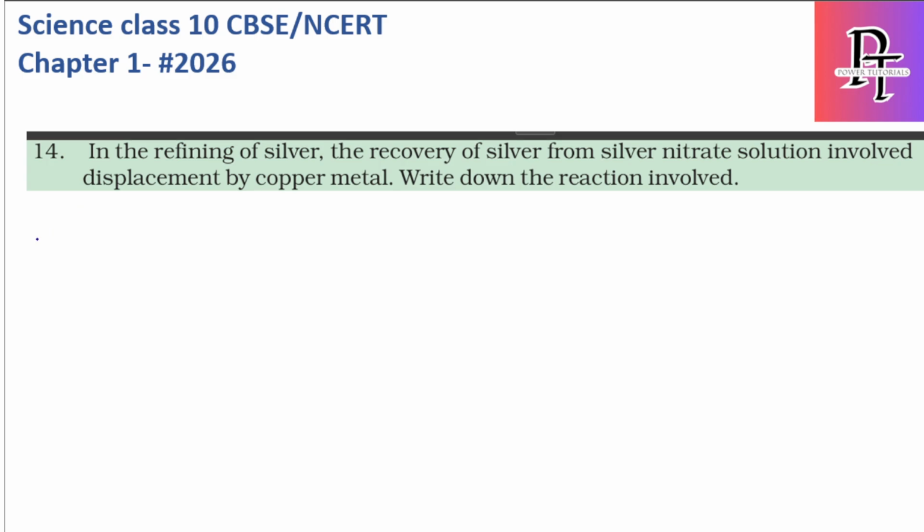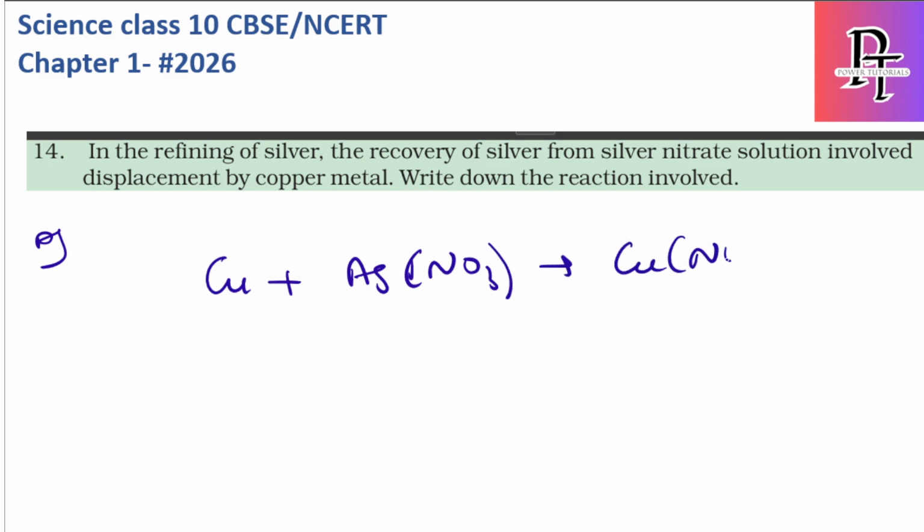Okay, let's see the 14th one. In the refining of silver, recovery of silver from silver nitrate solution is done by copper metal. Why? Because copper is more reactive than silver. So copper plus silver nitrate gives rise to copper nitrate plus silver. Let's balance this.